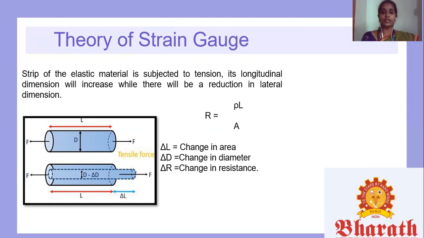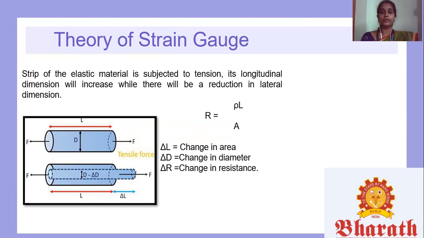Before it is being strained, the resistance of the strain gauge is R = ρL/A. Let a tensile stress be applied on the wire or on the surface of the structure which is under study.